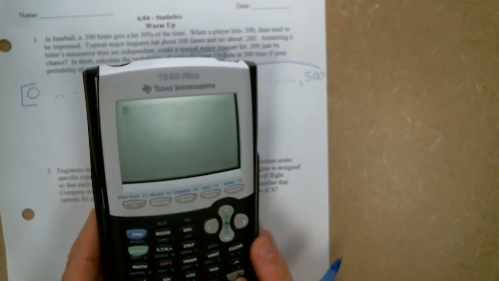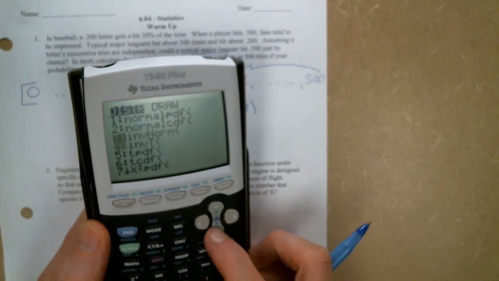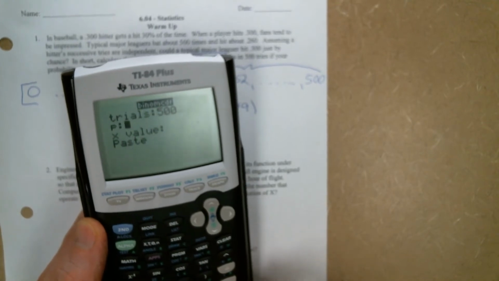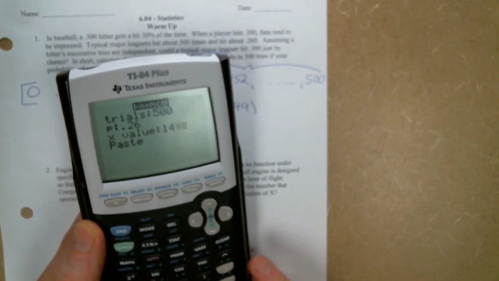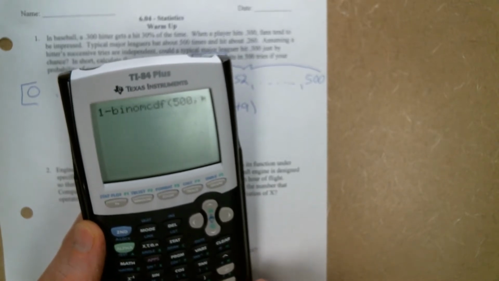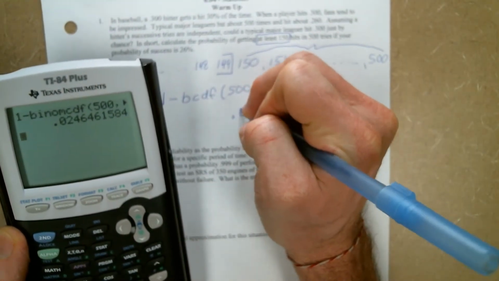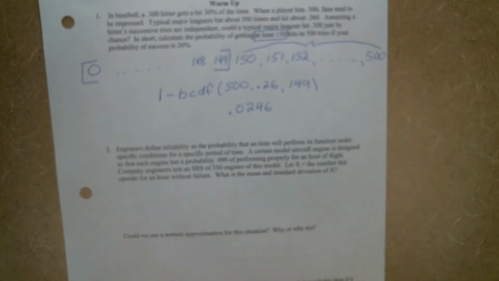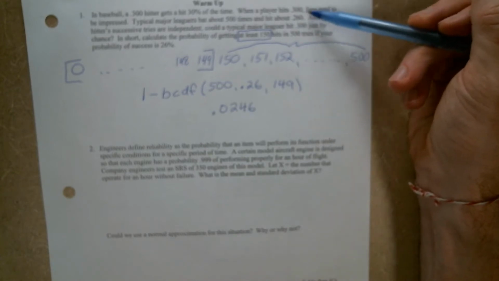As far as actually calculating it, it's just 1 minus binomial CDF, which is going to be down towards the bottom here. There are 500 trials. The chance of success is 26%. And we're going to type in 149. All right, and we get a chance of 0.0246. So basically, there's a 2.5% chance that a league average hitter could just get lucky and end up with an average of .300 for an entire season.